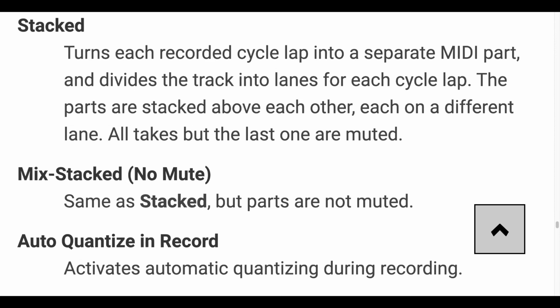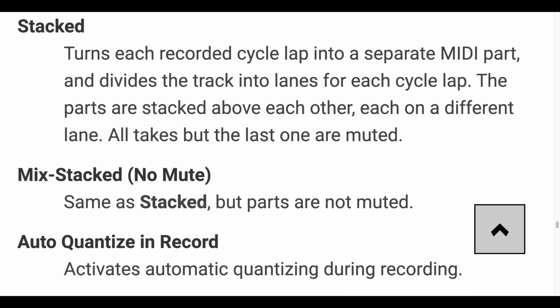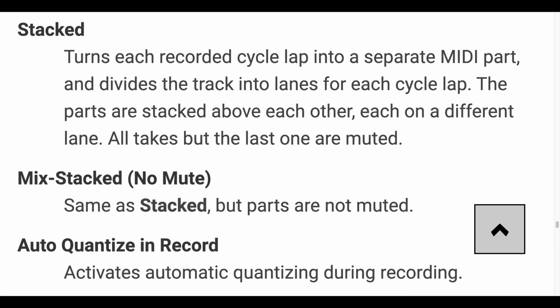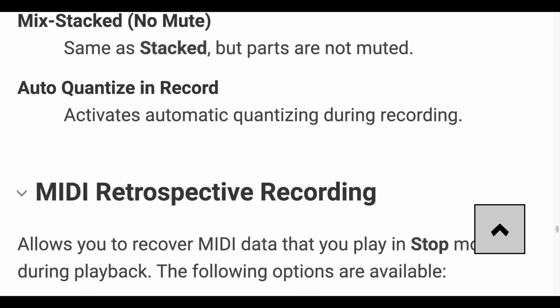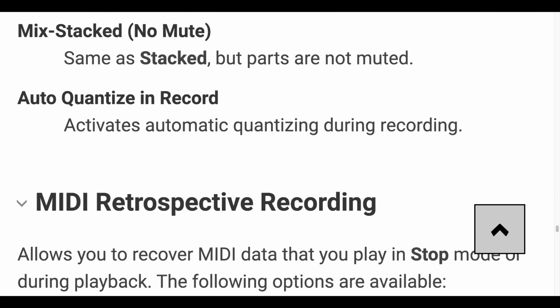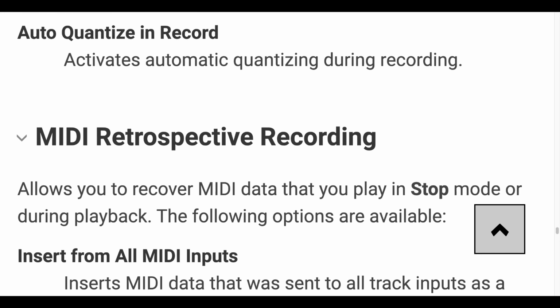Stacked: turns each recorded cycle lap into a separate MIDI part, and divides the track into lanes for each cycle lap. The parts are stacked above each other, each on a different lane. All takes but the last one are muted. Mix stacked, no mute: same as stacked, but parts are not muted. Auto quantize in record: activates automatic quantizing during recording.